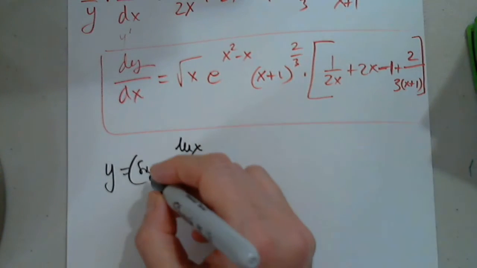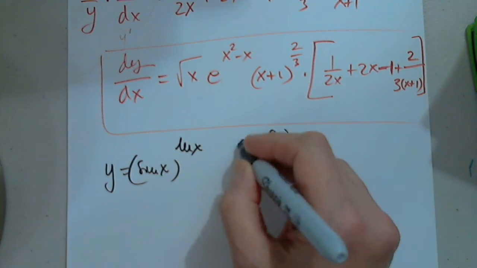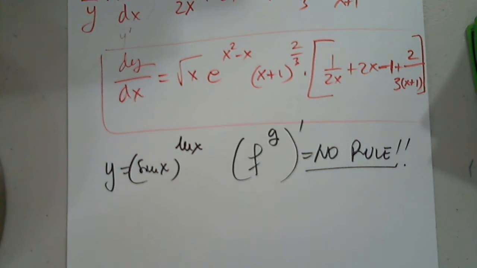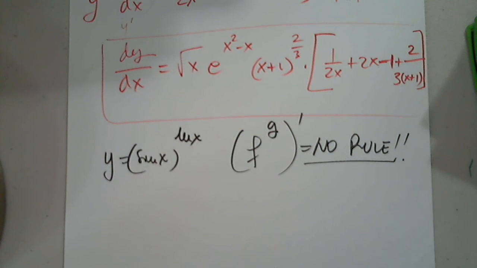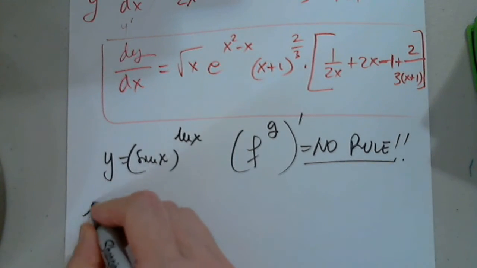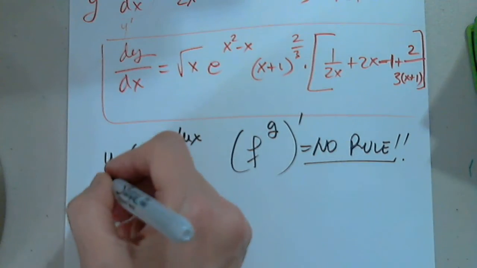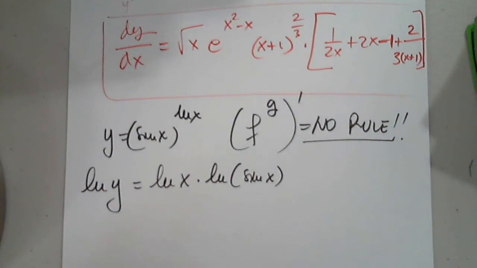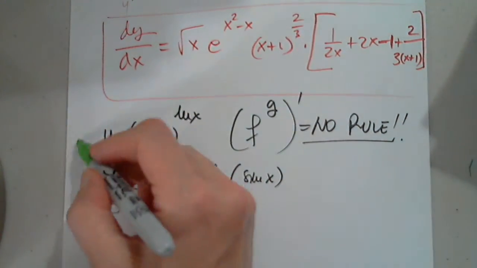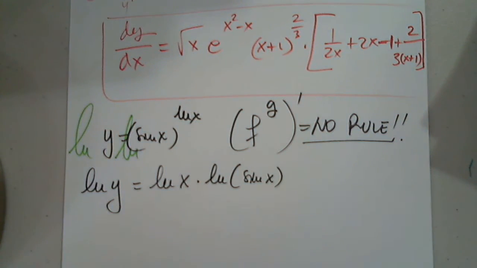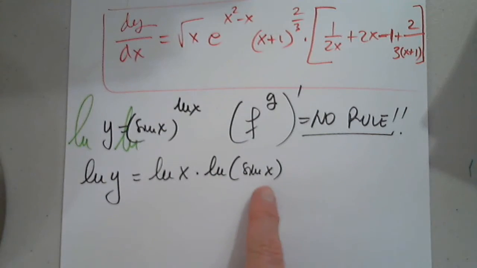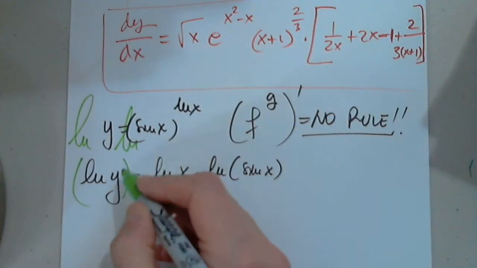Okay, so this is a function raised to another function, no differentiation rule, that's what I meant, but we have a rule, which is logarithmic differentiation. So we apply natural log to both sides. Natural log y, remember the power goes in front, natural log x times natural log of sine x. So I applied natural log to both sides. Only now I can differentiate.